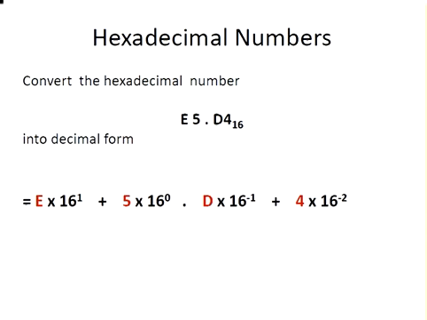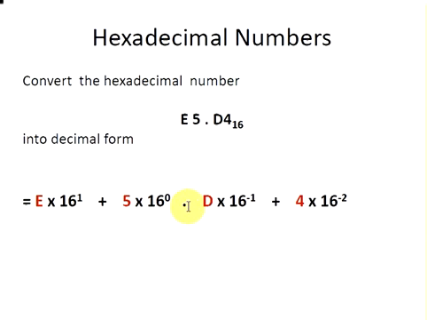Decimal point is what people would commonly call it, but correctly it's called a radix point when you're dealing with other types of number systems. D by 16 to the minus 1 plus 4 by 16 to the minus 2. Essentially what I'm doing here is using this as a sort of boundary, and I'm dealing with each of these four characters separately.